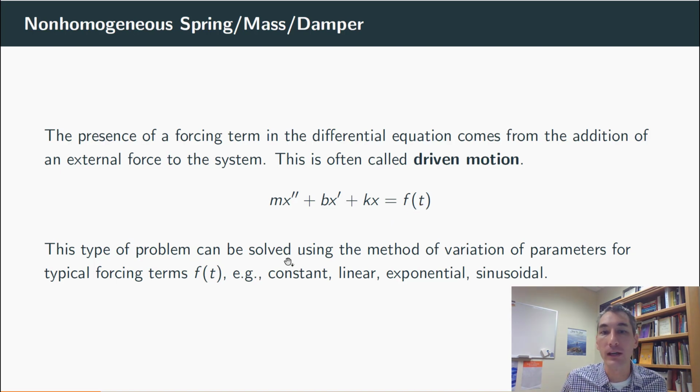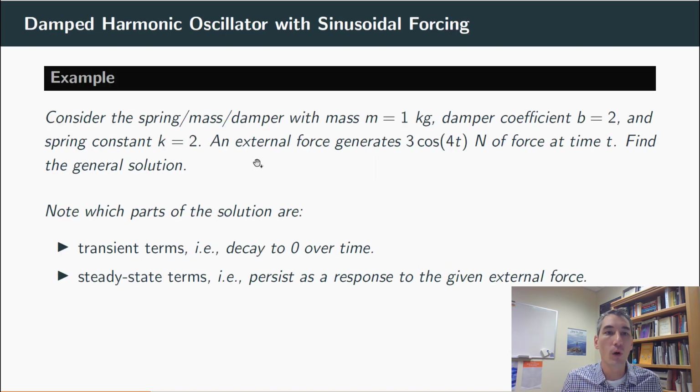You can solve these by finding the homogeneous solution and then finding a particular solution that incorporates that forcing term, and then using superposition to add those two together. You should have seen that already in an earlier section, and we're going to be using that throughout this lesson. So we're going to play around with different kinds of external forcing, and in particular, we're going to look at sinusoidal forcing.